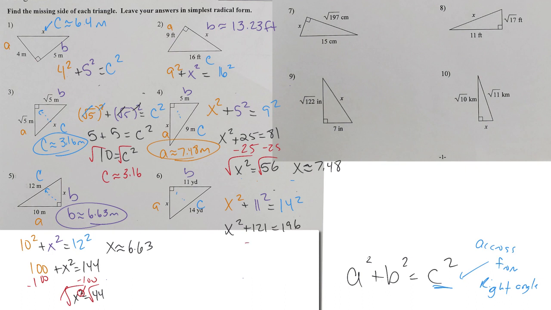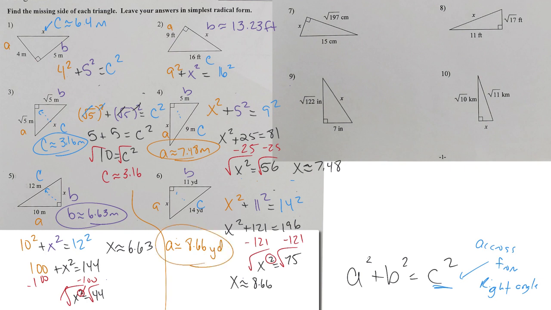Now we're going to solve. So I'm going to minus 121 from both sides. I end up with X squared equals, I do 196 minus 121. I get 75. Now remember, how do I get rid of this little 2? Well, I square root both sides. So X is approximately, I'm going to do the square root of 75 in my calculator, 8.66. So that means I'm going to plug it back into the original. A is about 8.66, and this time it's yards.